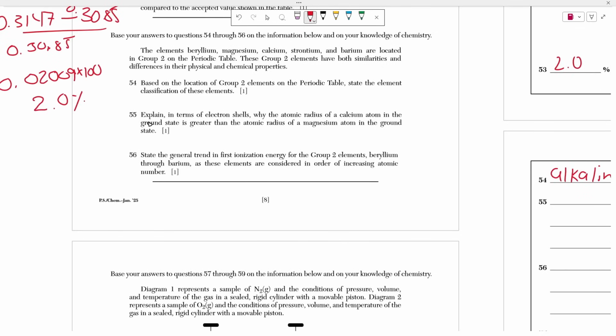Number 55 asks, explain in terms of electron shells why the atomic radius of calcium in the ground state is greater than the atomic radius of magnesium in the ground state.